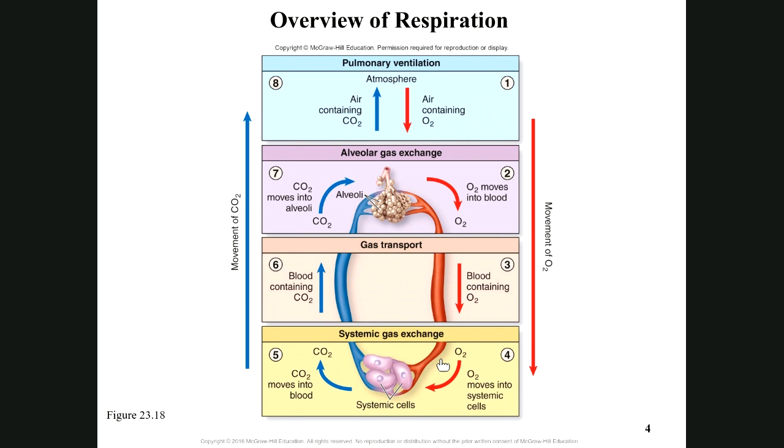And in the systemic gas exchange, oxygen goes to our cells and carbon dioxide comes out. The blood containing carbon dioxide moves to our heart by the superior and inferior vena cava and also the coronary sinus. After that, by the pulmonary arteries, it goes to our lung, and the carbon dioxide from the blood goes to our alveoli, and after that, by pulmonary ventilation, the air which contains carbon dioxide can come out of our body. So these are the processes which we have for our respiration: pulmonary ventilation, alveolar gas exchange, gas transport, and systemic gas exchange.